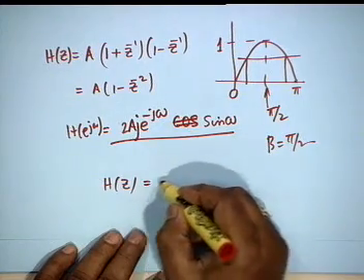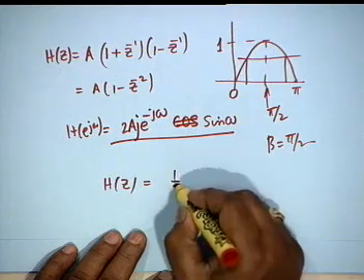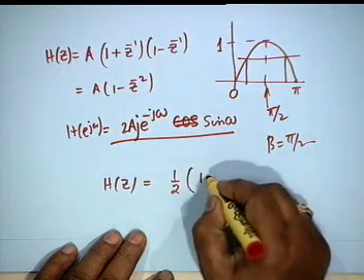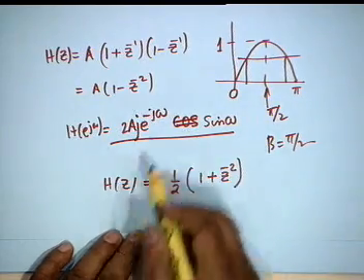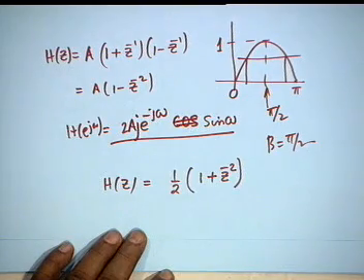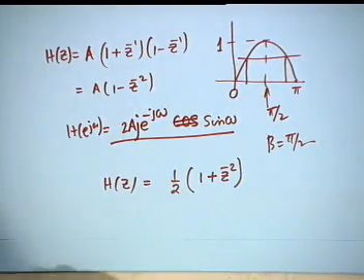In a similar manner, you can show that if I take half 1 plus z to the minus 2 instead of 1 minus z to the minus 2, then I get a band stop filter, and that is the correct point to stop.